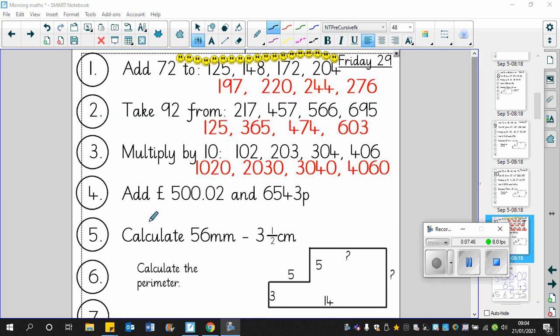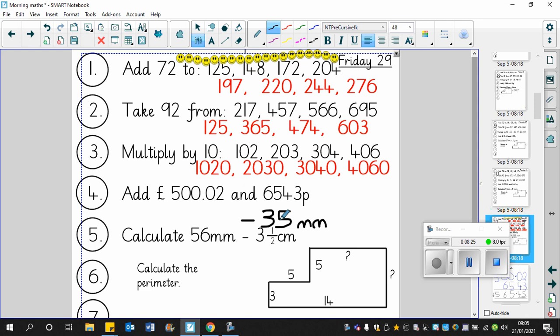Okay, question number 5. Calculate 56 millimeters minus 3.5 centimeters. Now, I'm sure we've done 3.5 centimeters before, and hopefully by now you should know that that equals 35 millimeters. Okay. The reason for doing these sorts of questions and repeating them and using the same sorts of numbers is that if you didn't understand it first time, then second time or maybe third time, remember, you cannot make the same mistake over and over again. That's just not acceptable. Okay, now 56 take away 35.